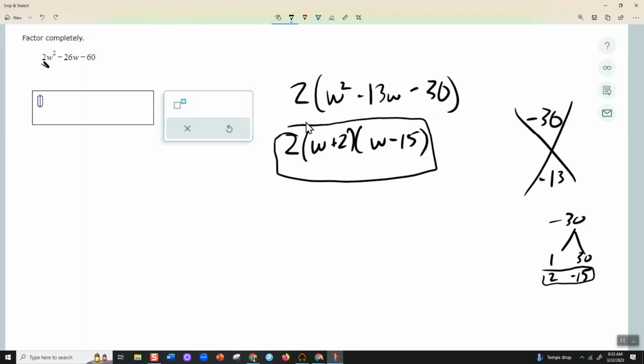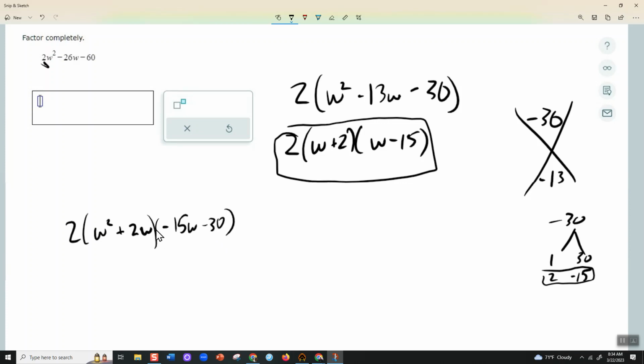If you want to do it the long way, you have to substitute 2 and 15, these two numbers, in for your b value. So you'd have 2 times w squared plus 2w minus 15w minus 30.